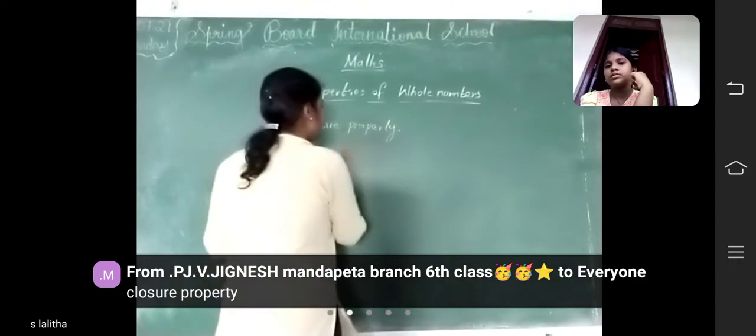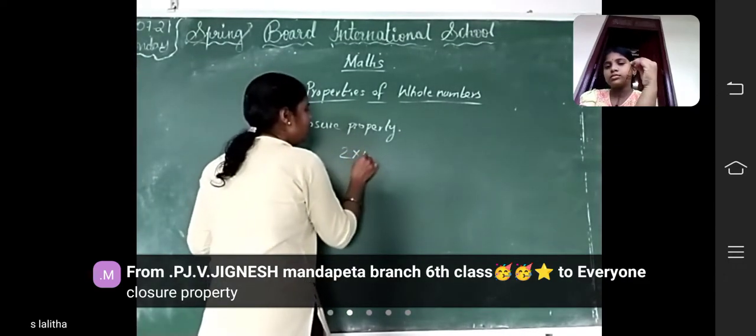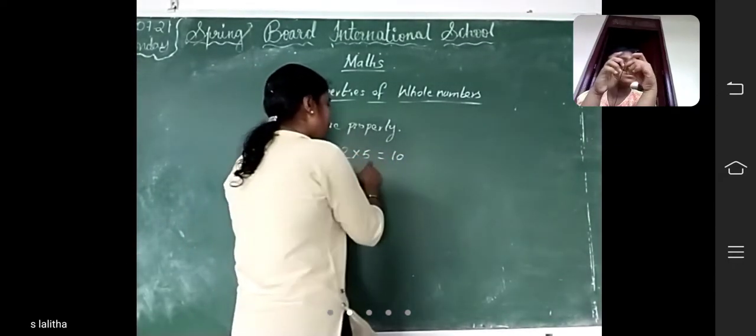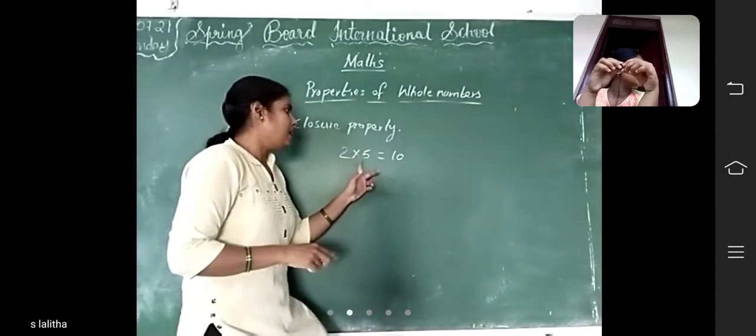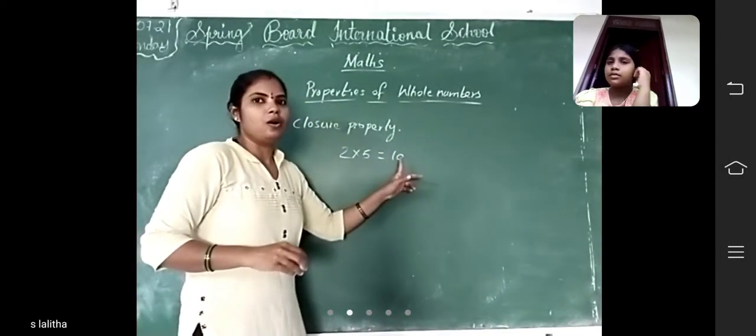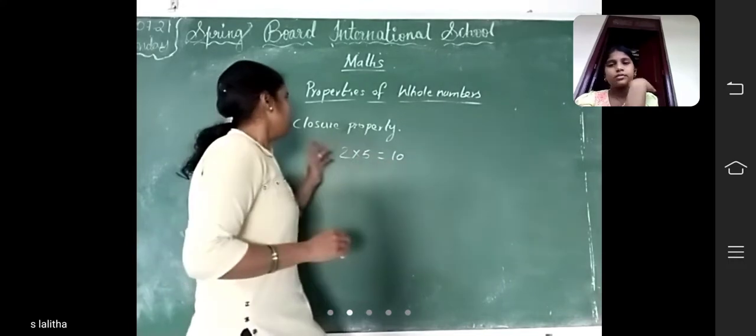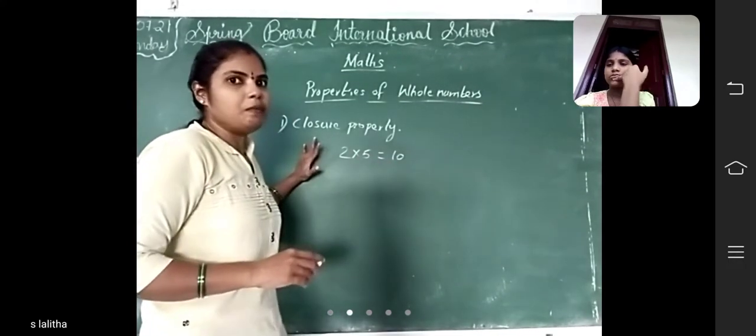And next, multiply. 2 into 5. 2 and 5 are both whole numbers, and the product also is a whole number. So it is satisfied under multiplication.